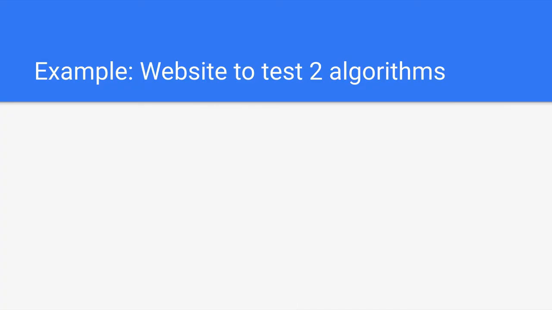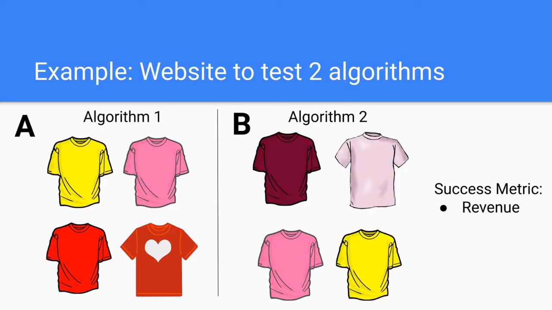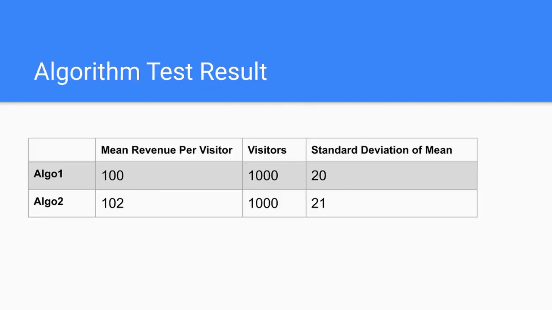A website has 2 different algorithms for surfacing their merchandise. The A/B tested algorithm 1 versus algorithm 2. The success metric is revenue generated, and they got the following results. For continuous variables like revenue, the calculation is a bit different from that of binary variables, specifically because we'll need the standard deviation of the mean as an additional input for the calculation.